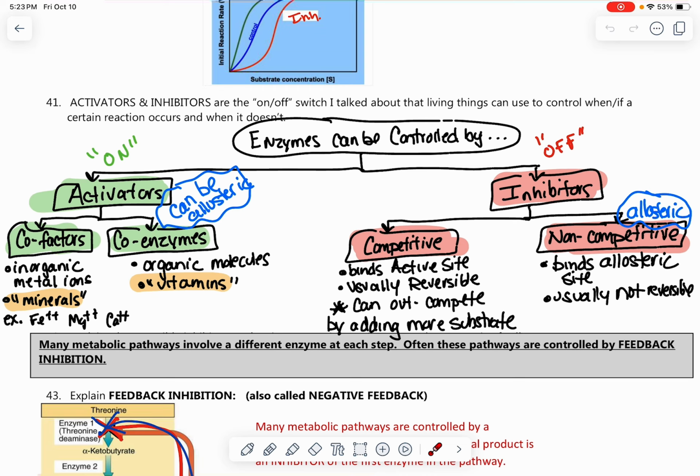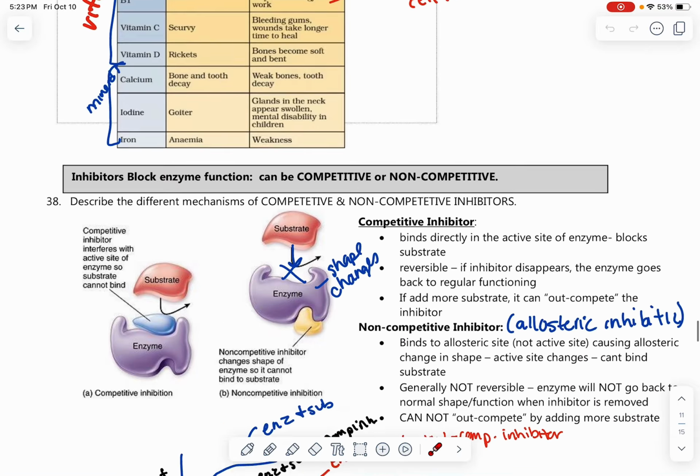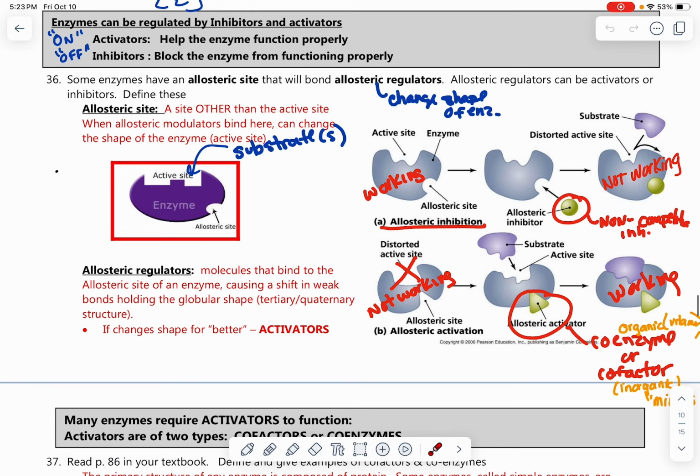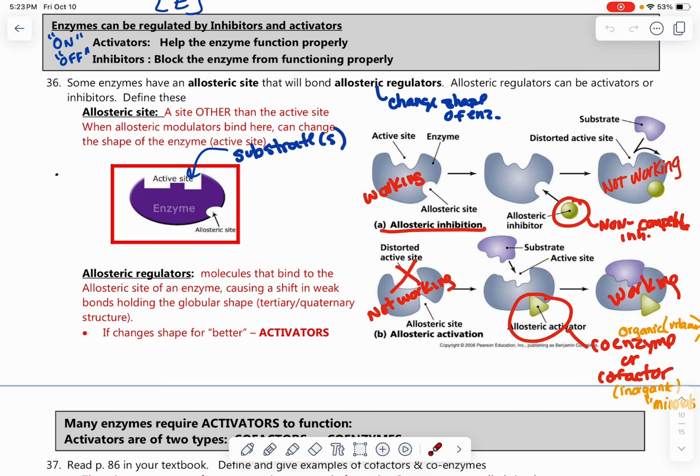And you'll notice I also wrote here non-competitive inhibitors are what we call allosteric inhibitors. We're going to see they bind to something called an allosteric site and change the shape of the enzyme. And activators can also be allosteric. So I'm going to start just scrolling back here to this part in the notes and go into all of this in a little more detail, but that's the outline.